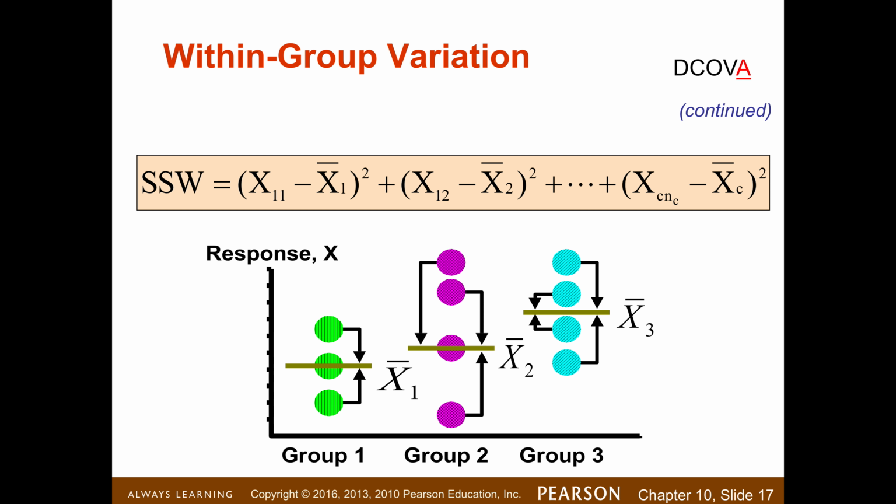So the first 3 calculations would be to take each of the green dots, subtract their values from the mean of the green dots, and square it. And then we would focus over on group 2 and do the same thing for all 4 of those measures. Take each one of those measures from the mean of group 2, and then we do the same thing for the mean of group 3.